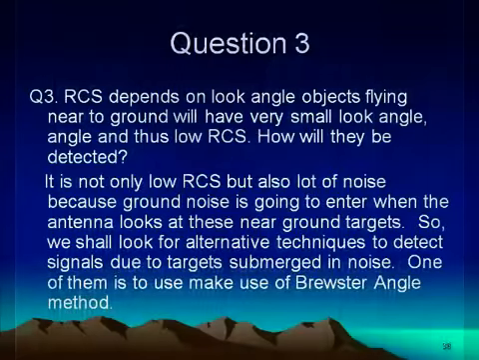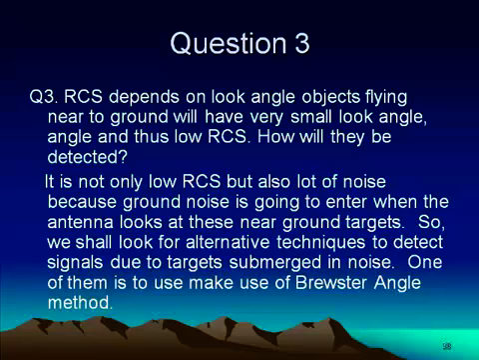Objects flying very near to the ground will have a very small look angle and thus low RCS. So how will these objects be detected? RCS depends on look angle. How will they be detected?